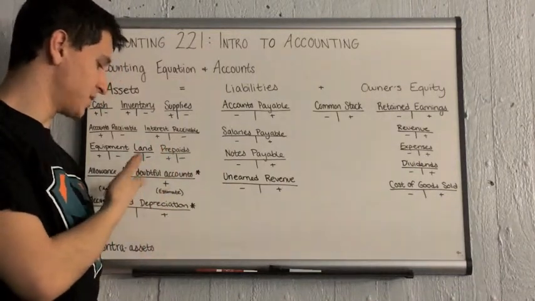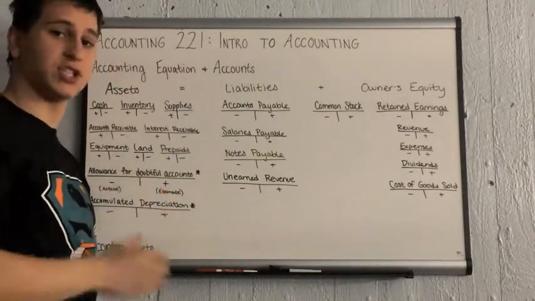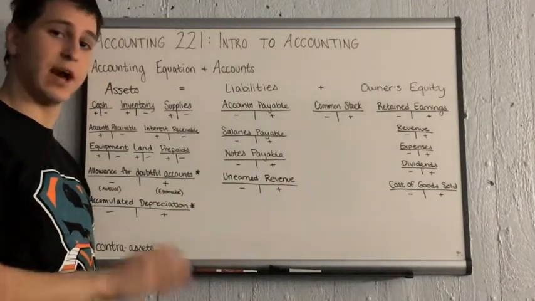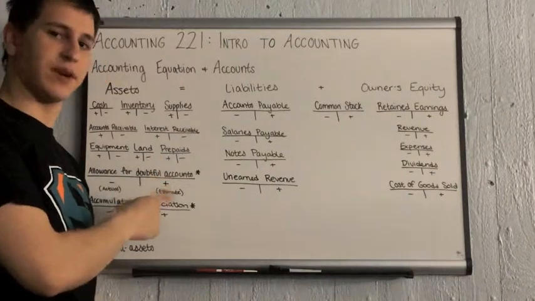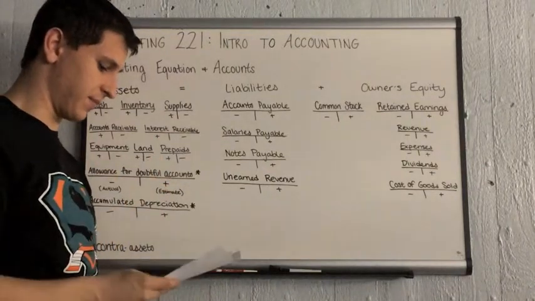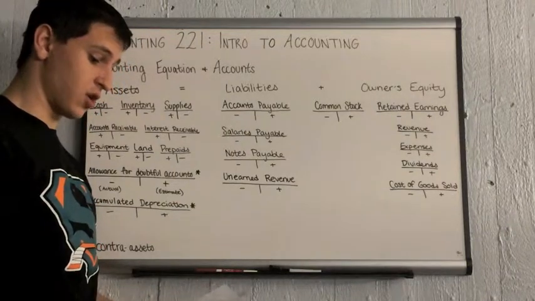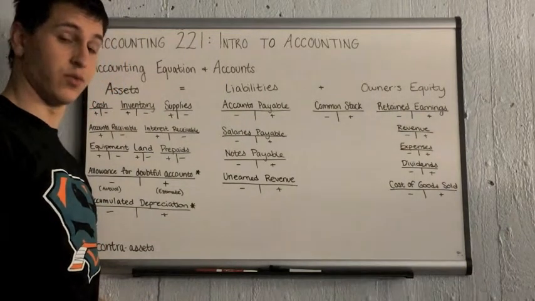And now things like allowances for doubtful accounts and accumulated depreciation, these are two examples of contra assets. With contra assets, you actually do it sort of the opposite. It's going to be positive on the credit side and negative on the debit side. Now, with contra assets, you never depreciate land or amortize goodwill.